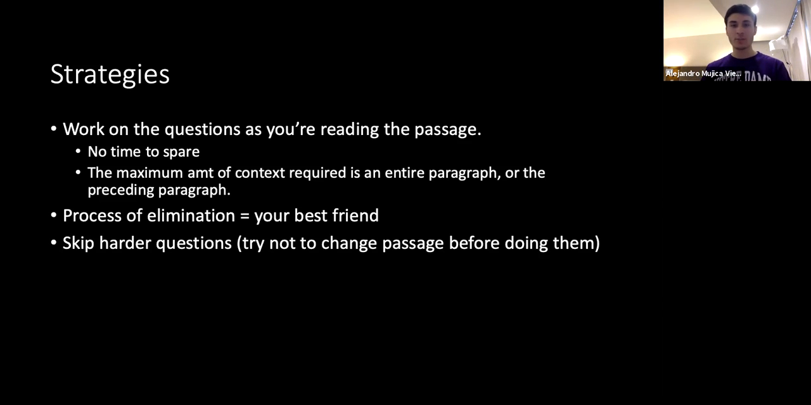In writing specifically, you can work on the questions as you're reading the passage. This is recommended because you don't have a lot of time. And the maximum amount of context required is usually an entire paragraph, or at most a preceding paragraph. Generally, you don't have to have the whole text as context for a single answer. Oftentimes, it's only a single word, so you can look at the sentence and you'll already be able to get the answer.